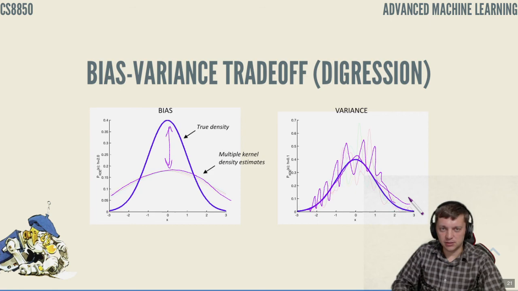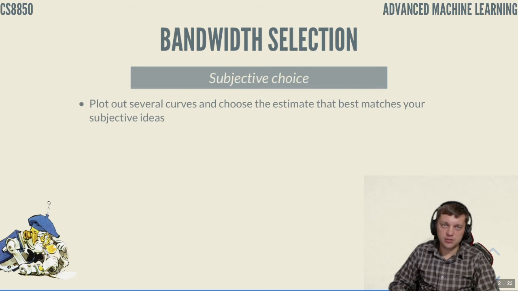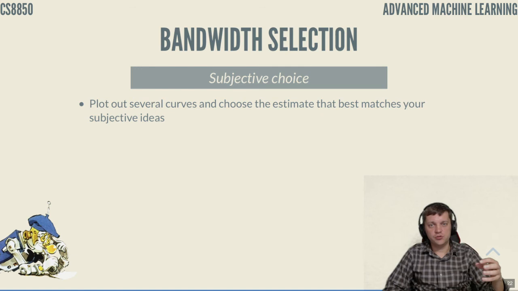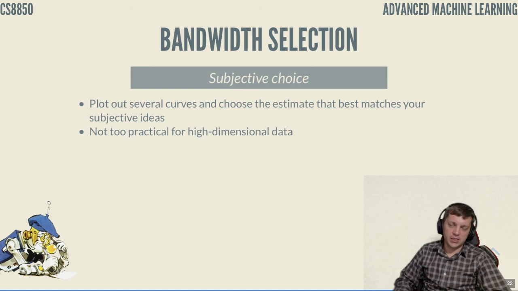How do we select the bandwidth for the kernel in kernel density estimation such that we at least have some guarantees or reassurance that what we're estimating has something to do with the ground truth distribution? We can make subjective choices. We can plot multiple curves and choose the estimate that best matches subjective ideas, like this distribution couldn't be that spiky, and so on. But this can only be done in low dimensional data, so it's not too practical in high dimensional data.